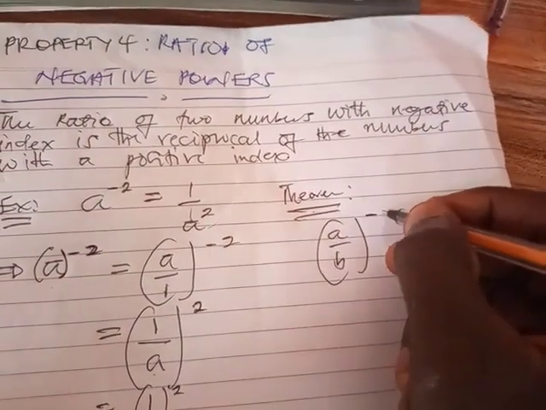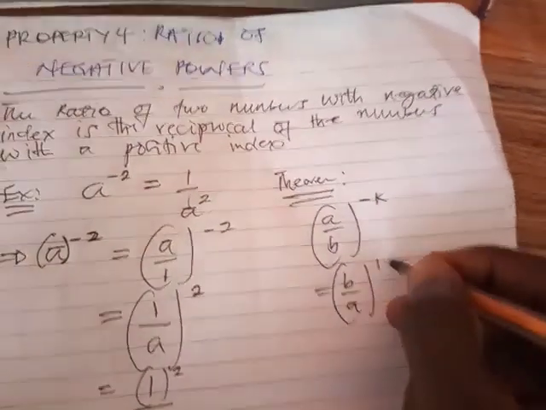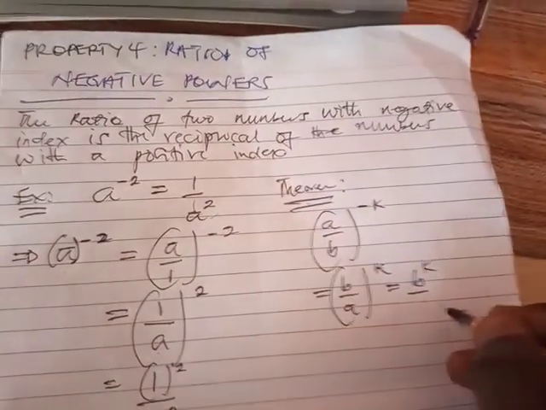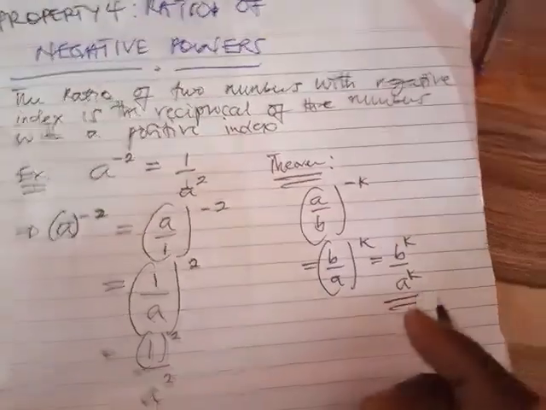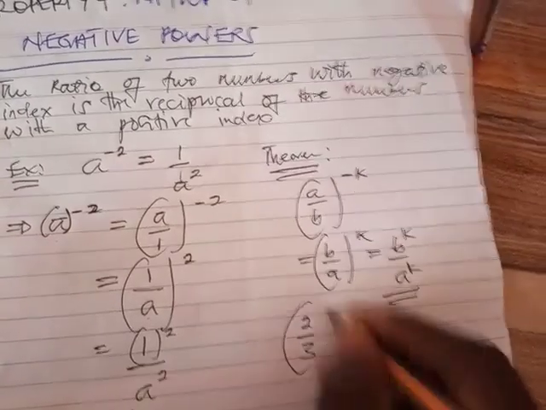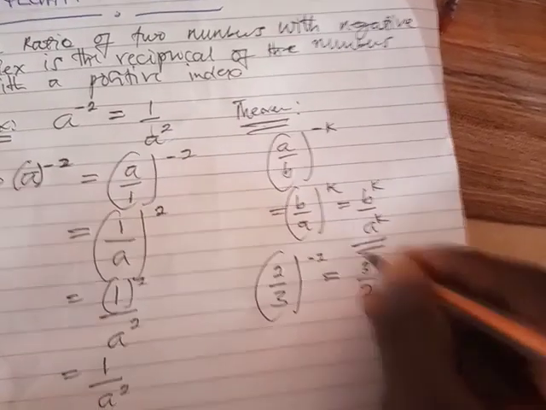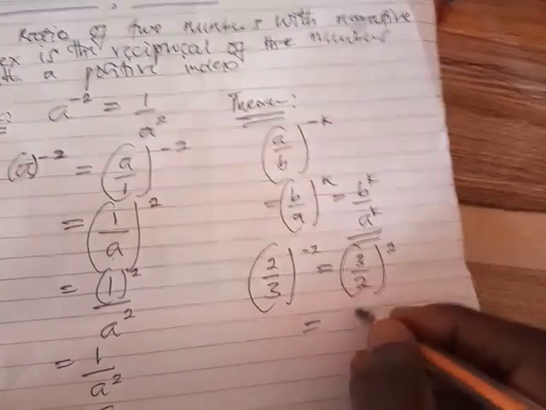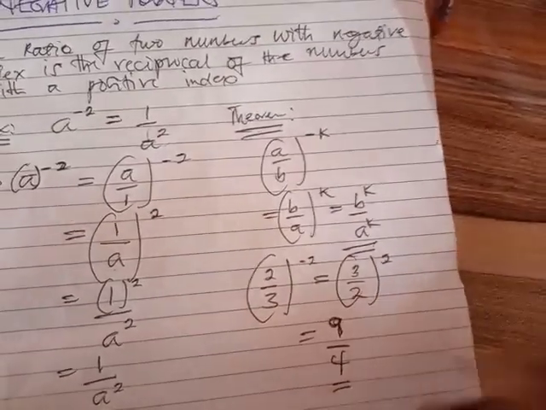If you have a over b with a negative index of k, this thing becomes b over a with a positive index of k. And this k affects this, and this k affects this. That's what we are trying to say. So when you have 2 over 3 with an exponent of negative 2, this thing becomes 3 over 2, so that the negative 2 will change to positive 2, and the square affects 3, making 9, and the square affects 2, making 4.